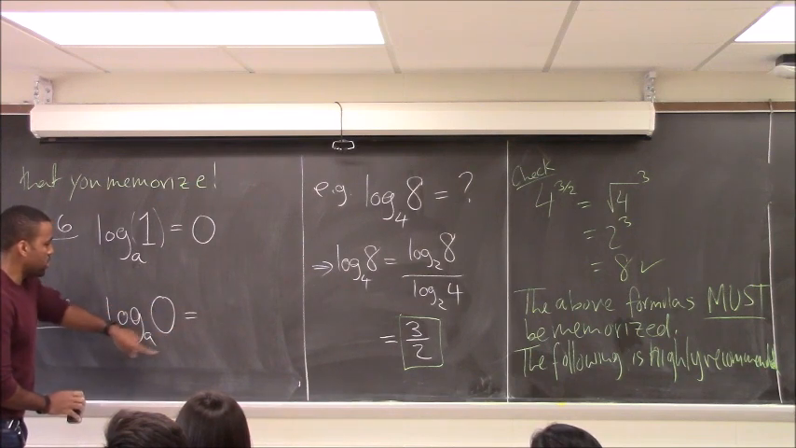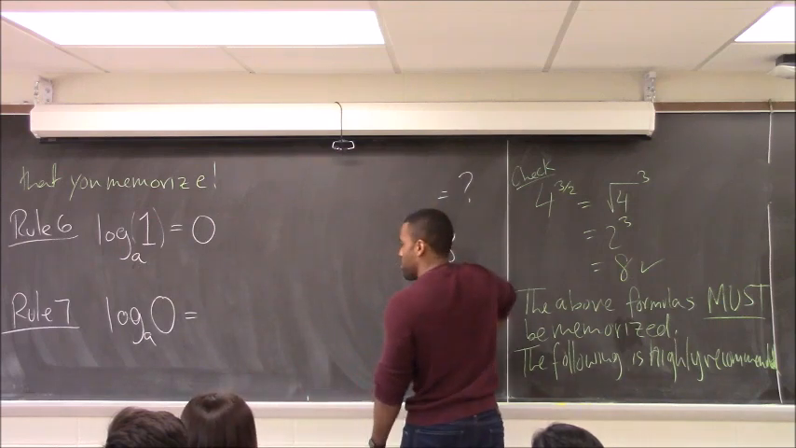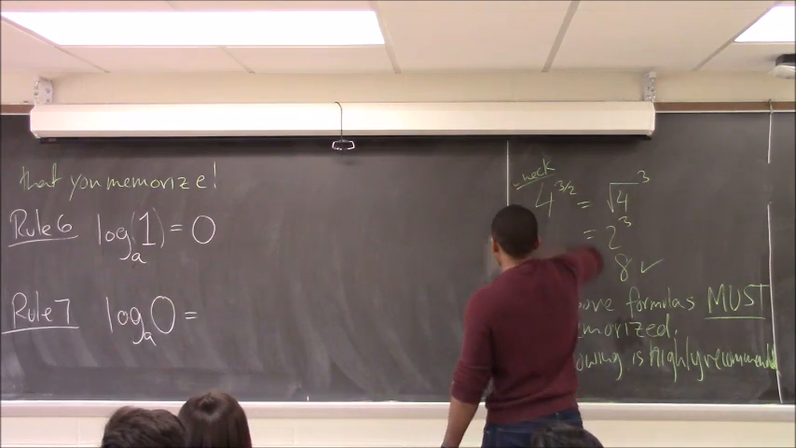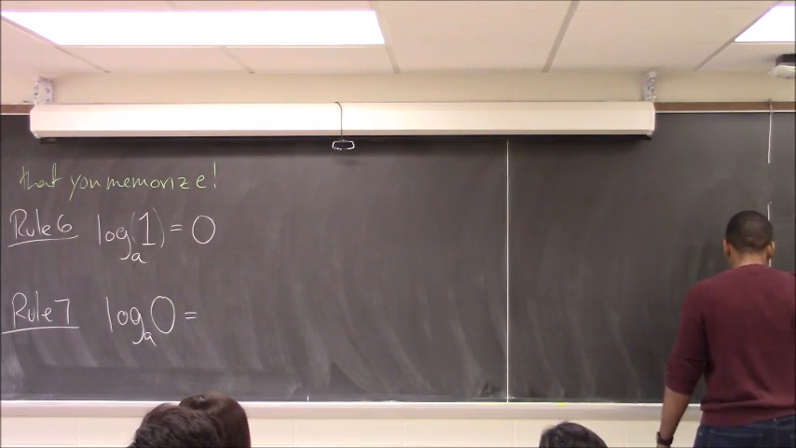Well, it can't be 0. A raised to 0 is 1. Think in a specific base. Log to the base 2 of 0. How would you figure that out? What number do you have to raise 2 to in order to make it 0?